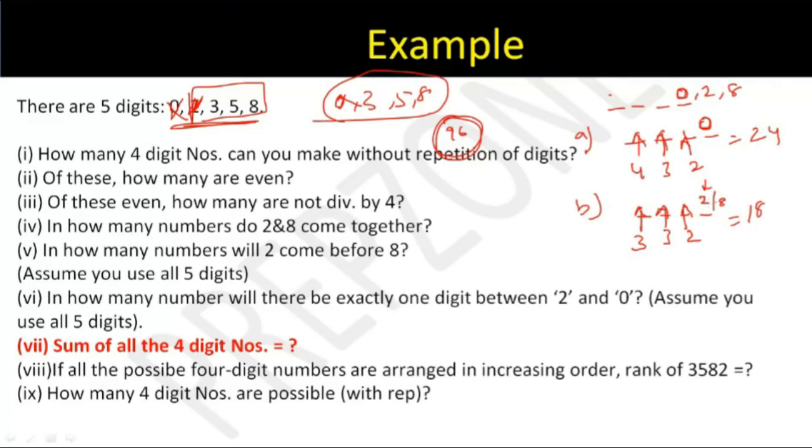But because it could be either 2 or 8, we'll have to multiply this by 2. Why? Because there are 18 numbers which end with 2. Similarly, there would be 18 numbers which end with 8. So because you have 2 possibilities for this digit, the answer has to be multiplied by 2. So this is 36. And hence the net answer is nothing but 36 plus 24, 60. So you have 60 such numbers that are even.